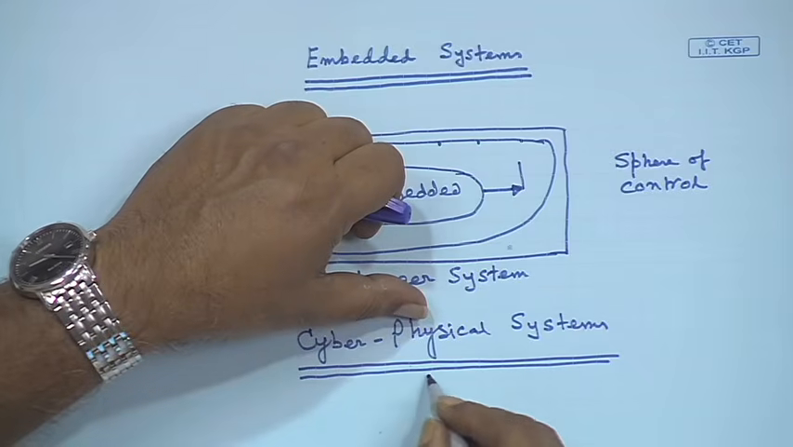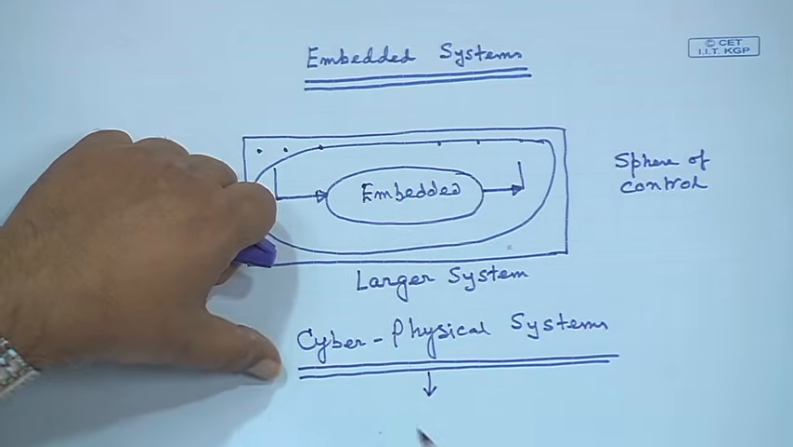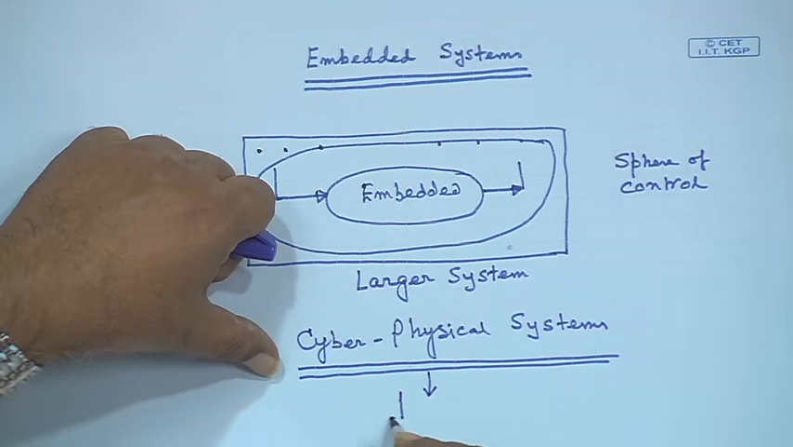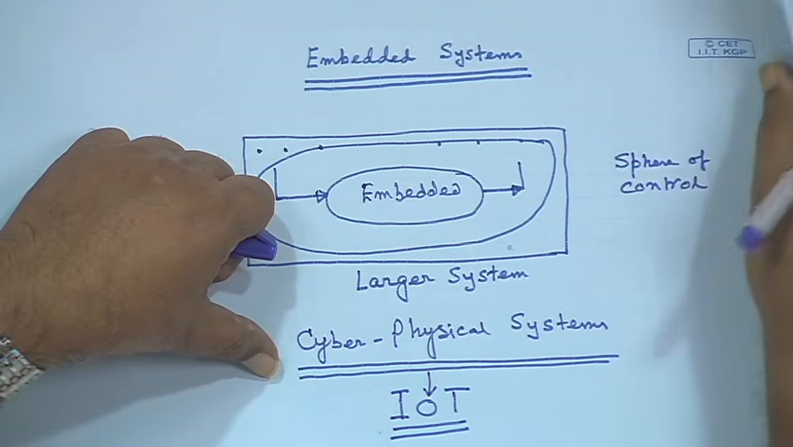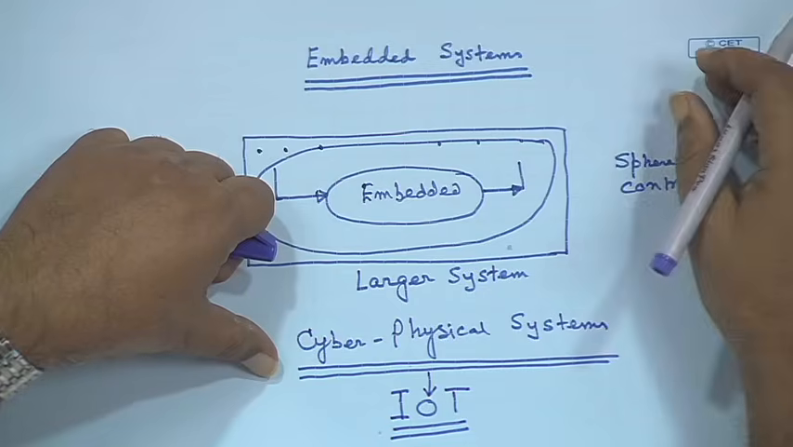This can be further extended nowadays to the term which many of you have heard, which is Internet of Things, IoT as it is called. IoT is nothing but a set of systems spread around, may be distant.